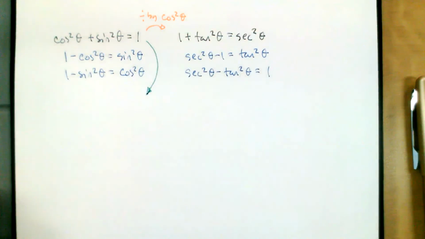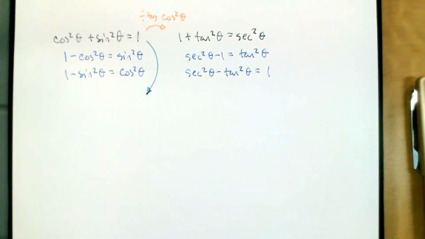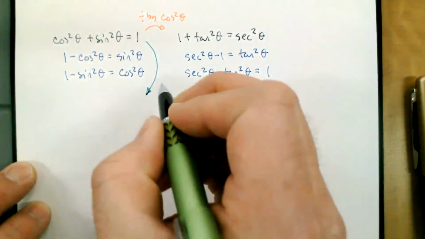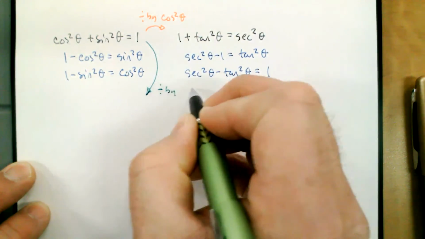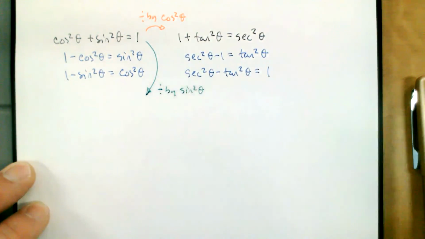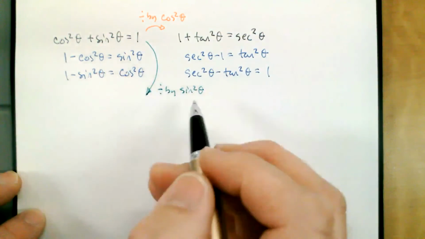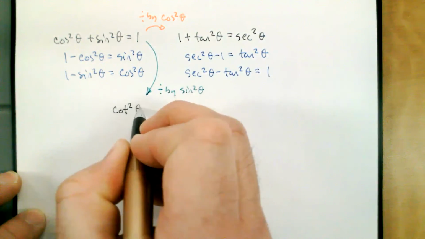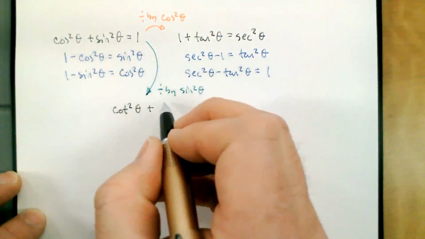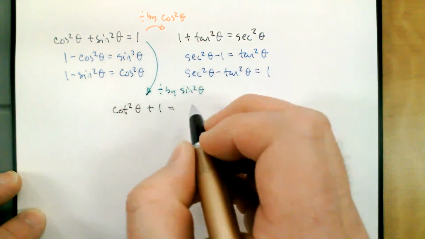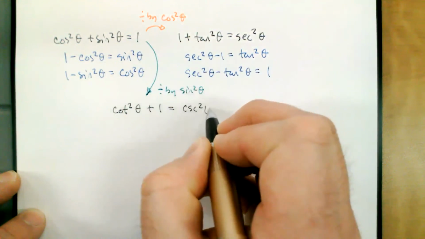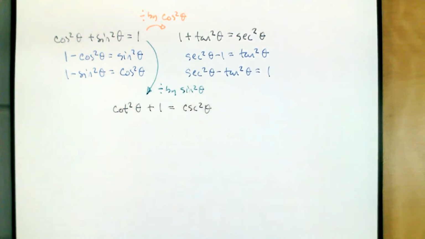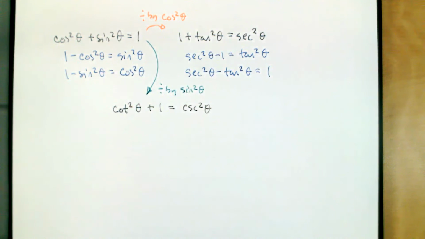We took this cosine squared plus sine squared. We started off, we divided by cosine squared. Now we're going to divide by sine squared. So cosine squared divided by sine squared is cotangent squared. Sine squared divided by sine squared is 1. And 1 divided by sine squared is cosecant squared. So what we need to remember is that cotangent and cosecant are related in a Pythagorean identity.